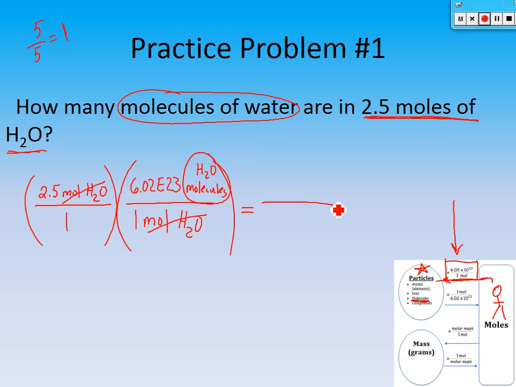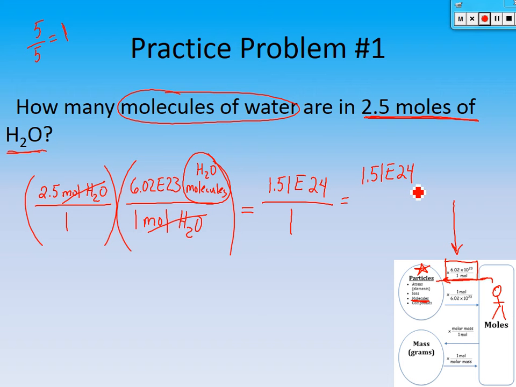So let's grab a calculator and do that. Okay, so 2.5 times 6.02, use the big E button, to the 23rd. And I get 1.505, so I'm just going to round that up to 2 decimal places. So 1.51 times 10, I'm just going to put in a big E here, to the 24th. Okay, that's our number on top. And then to get the number on the bottom, you just times all the bottom ones together. 1 times 1 is 1. And anything divided by 1 is itself, so that answer is 1.51 times 10 to the 24th.